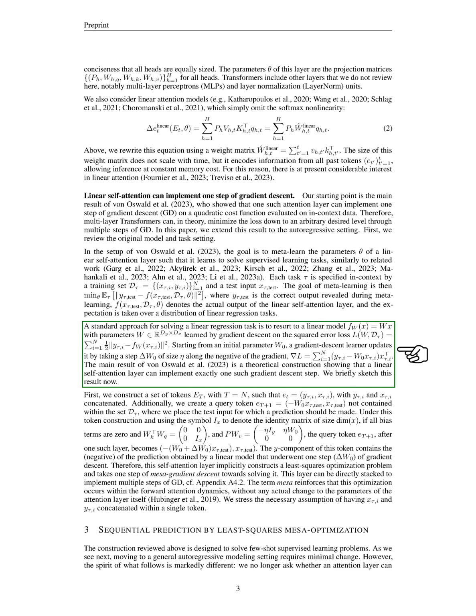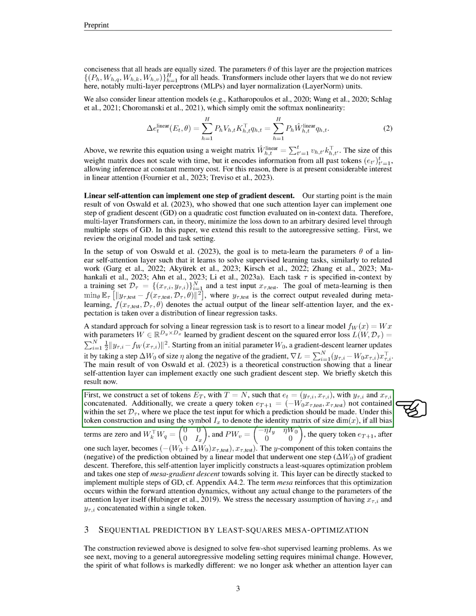A common approach to solve a linear regression task is to use a linear model with parameters learned by gradient descent on the squared error loss. Starting from an initial parameter, a gradient descent learner updates it by taking a step along the negative of the gradient. The main finding of the previous research is a theoretical construction showing that a linear self-attention layer can perform exactly one such gradient descent step.